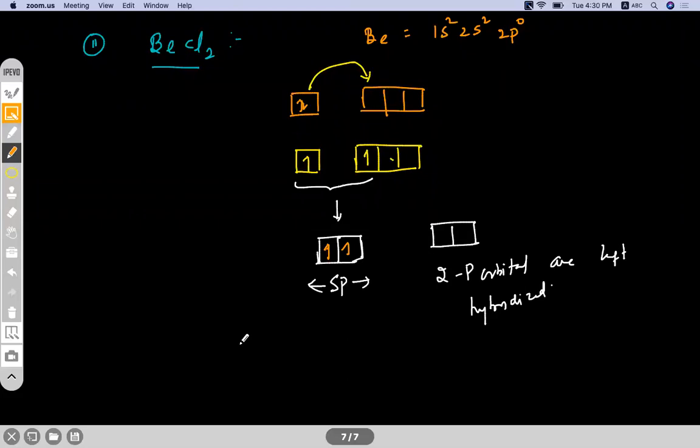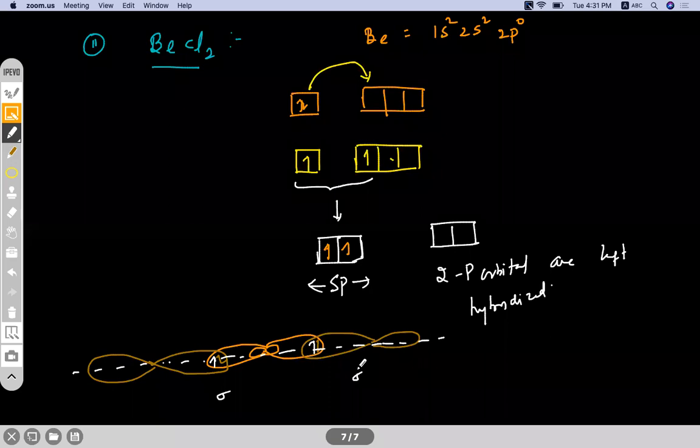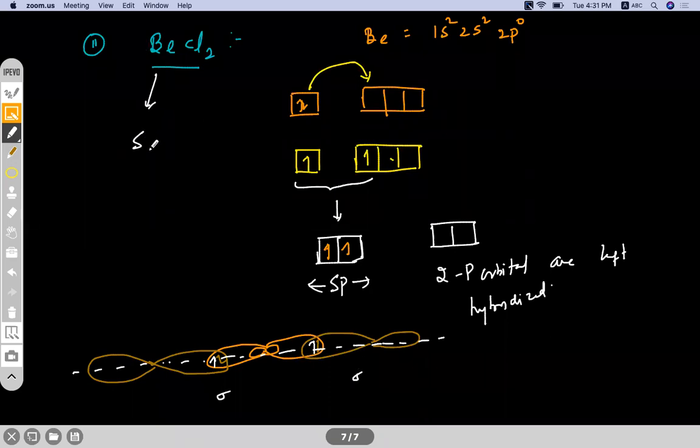Okay, now when you draw the structure of BeCl2, the hybrid orbital is this, and in chlorine the electron is present. This one has one electron, this one has one electron. In chlorine, the electron is present in the p subshell. So the p orbital for chlorine has one electron each. This overlaps here and forms a bond along this line, so it's a sigma bond. This is sigma overlap and this is sigma overlap. So the hybridization for Be in this molecule is sp.